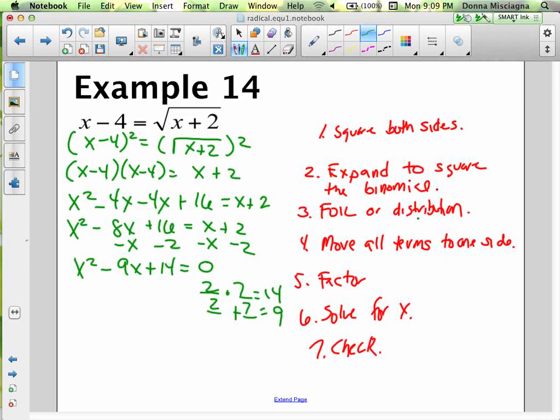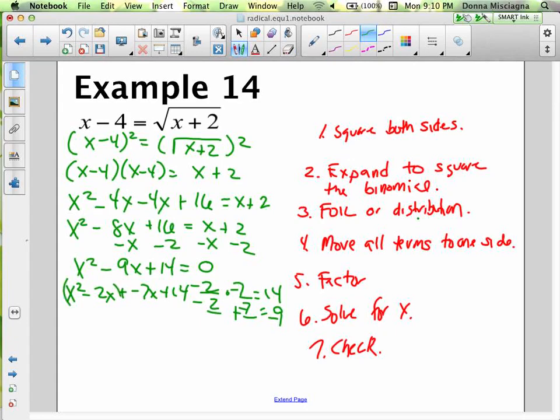Maybe I was thinking of the next answer on the last problem. 7 is coming up. It's minus 9. They're all negatives. So they multiply to give you 14, add to give you -9. 7 and 2 are going to be negative. So x squared minus 2x plus -7x plus 14.